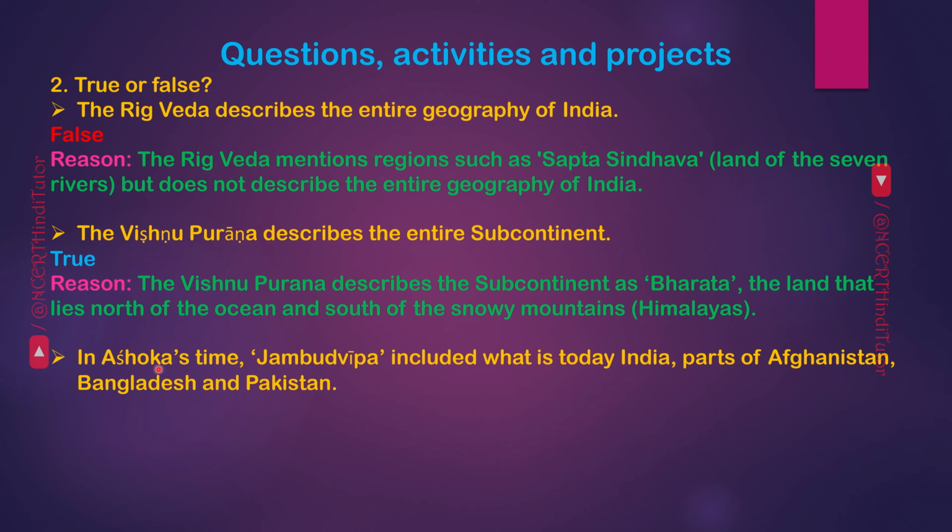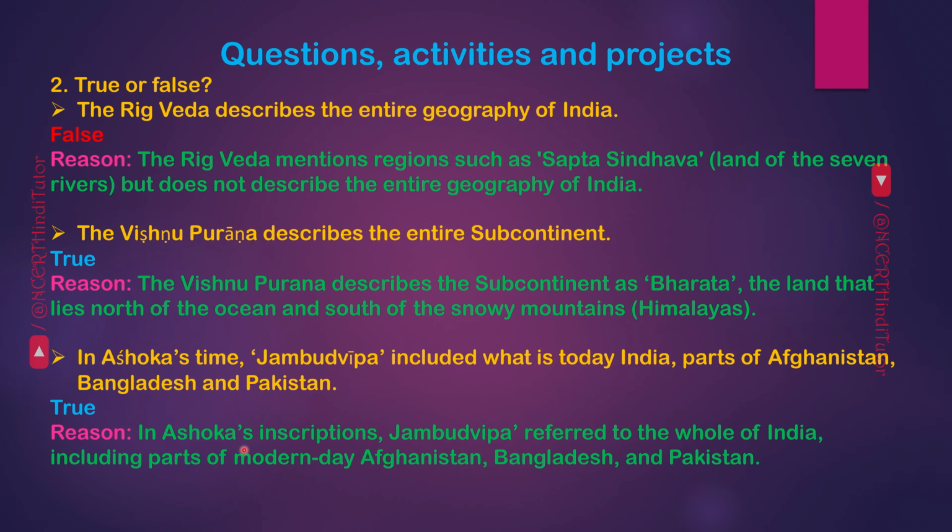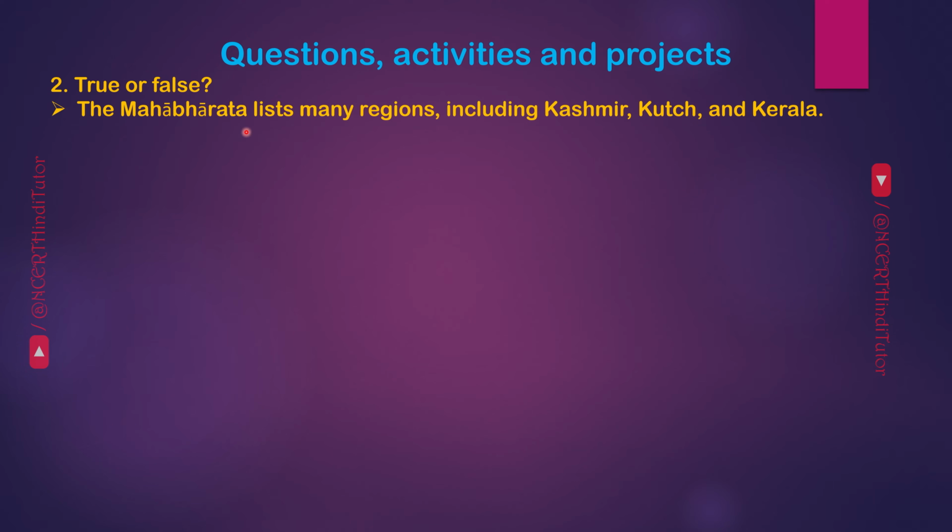Next, in Ashoka's time, Jambu Dweep included what is today India, parts of Afghanistan, Bangladesh, and Pakistan. Answer. True. In Ashoka's inscriptions, Jambu Dweep referred to the whole of India, including parts of modern day Afghanistan, Bangladesh, and Pakistan. Next, the Mahabharata lists many regions including Kashmir, Kutch, and Kerala.